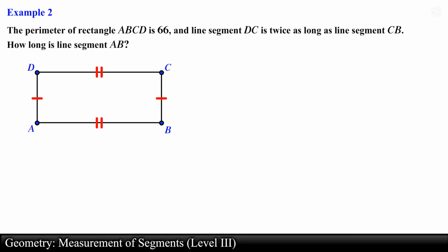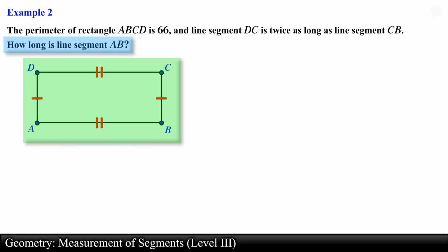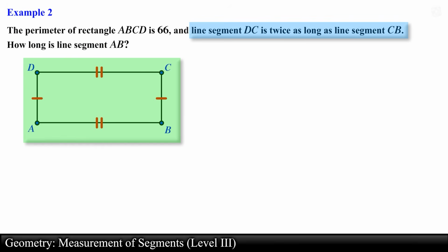In this problem, we have a rectangle that is formed by 4 vertices and 4 line segments. This type of figure is a special type of quadrilateral. Quadrilaterals will be discussed in greater detail in a much later video. For now, we want to determine the length of segment AB, given the fact that the perimeter, the distance around the figure, is 66, and line segment DC is twice as long as line segment CB.